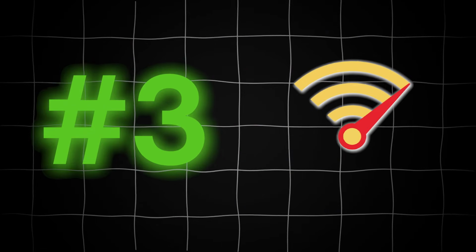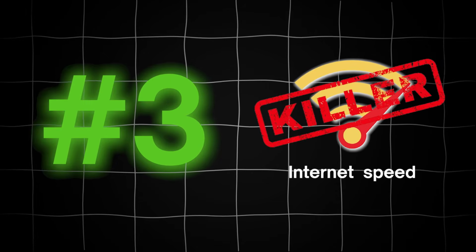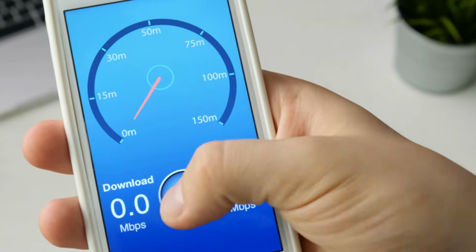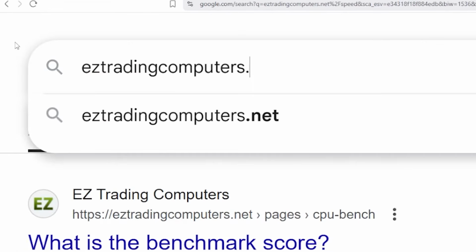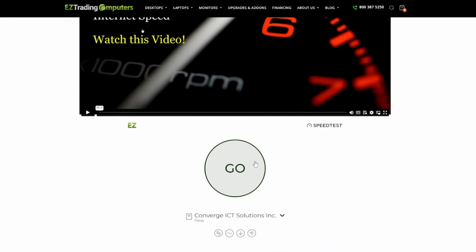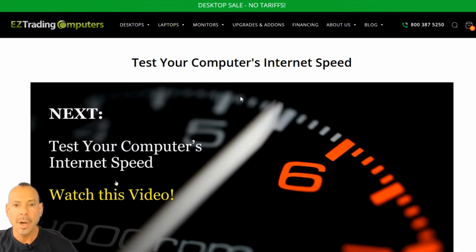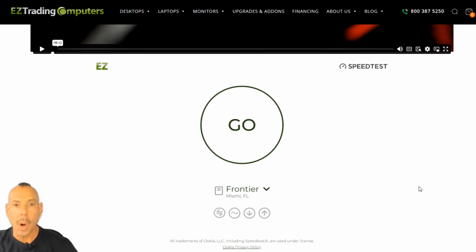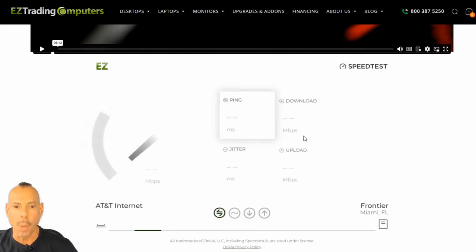Key number three is internet speed. This one's a killer, and I don't understand why so many traders ignore this. So to test your real internet speed, and I don't care what your provider says you're getting, here's how you run a real test. There are online tests, but I would recommend you go to easytradingcomputers.net/speed. Once you get there, scroll under the video and run the test. So when you get to the page, go ahead and scroll down under the video. There's this big go button here.